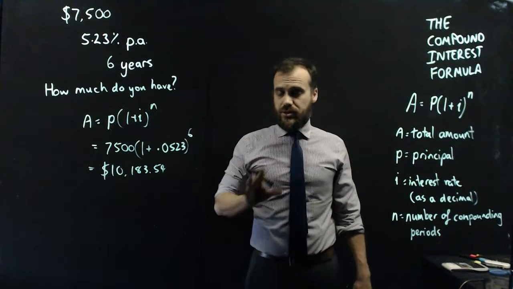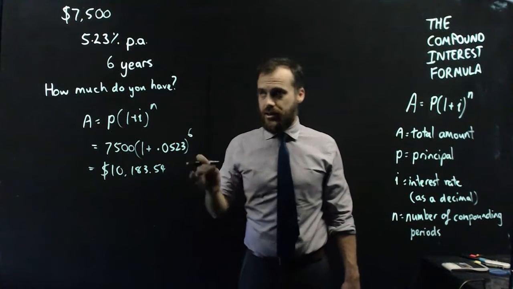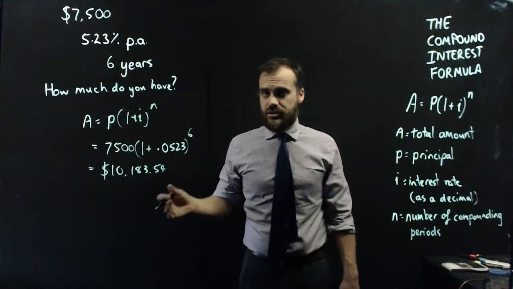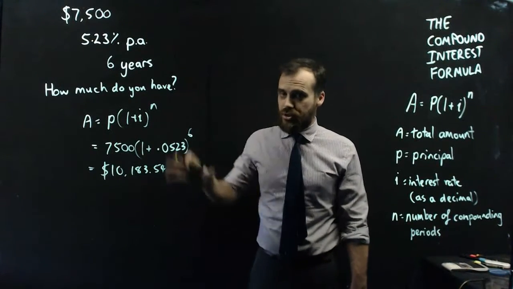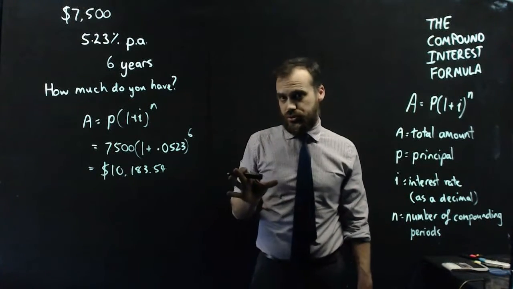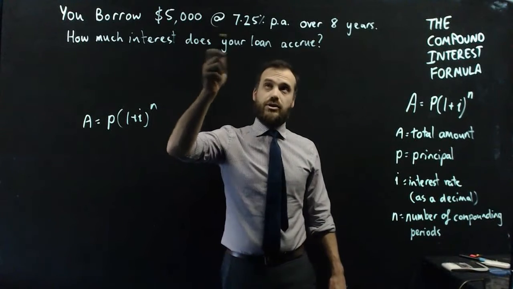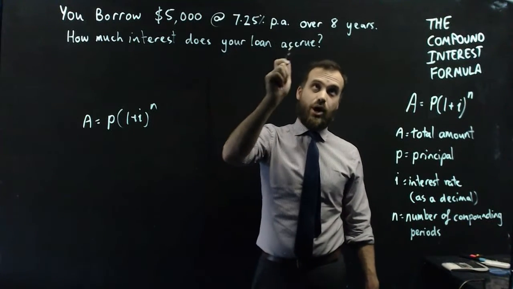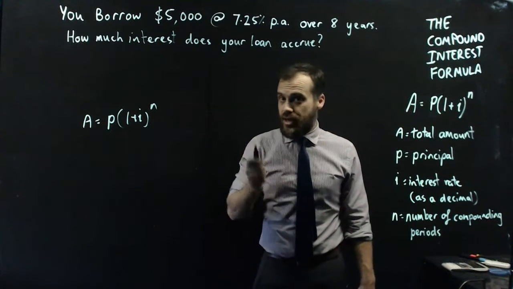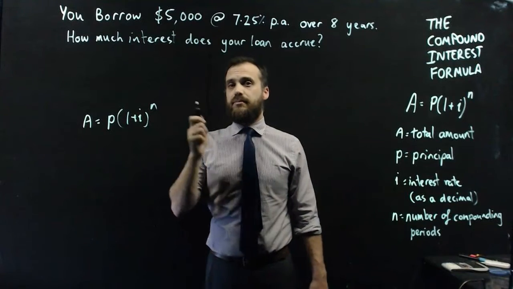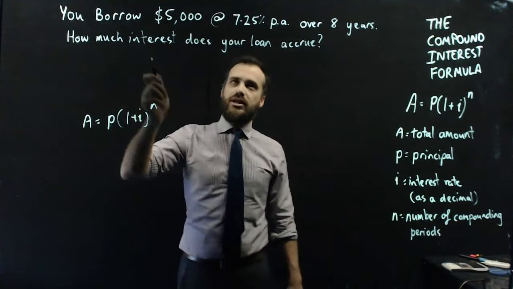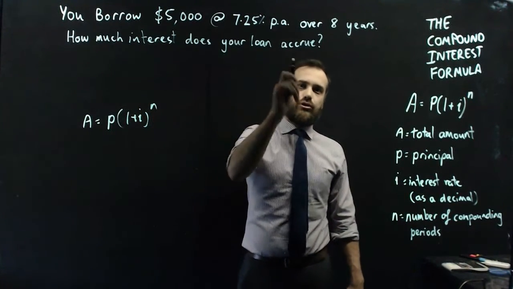Now, everything I've been talking about is putting money in a bank and earning interest. But this can also be used for loans. So you borrow $5,000 at 7.25% per annum over 8 years. And at the end of 8 years, you're going to pay that money back. How much interest does your loan accrue?